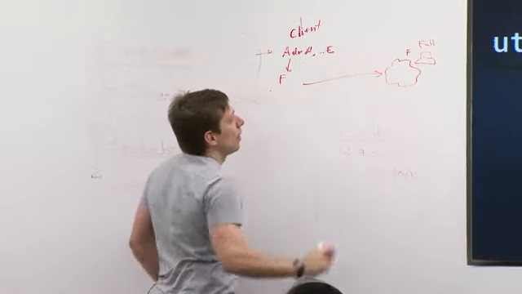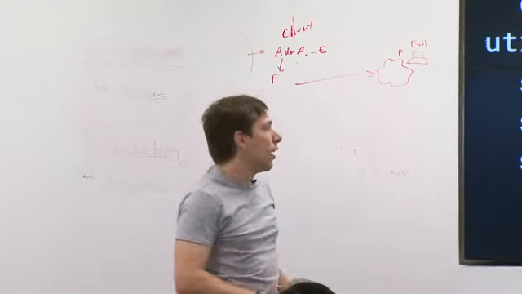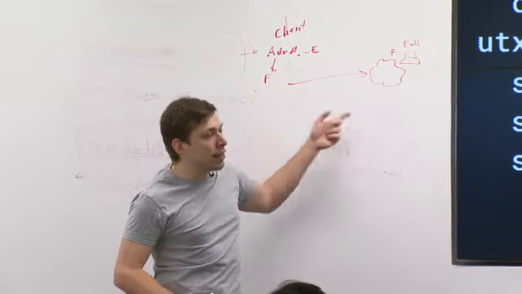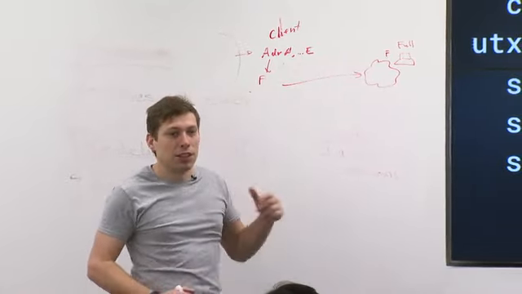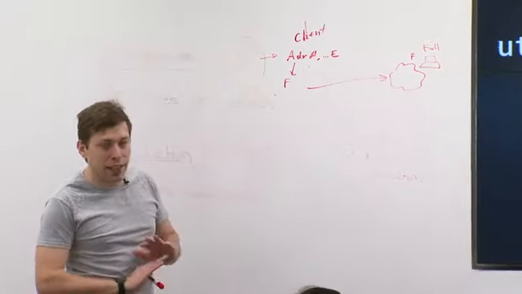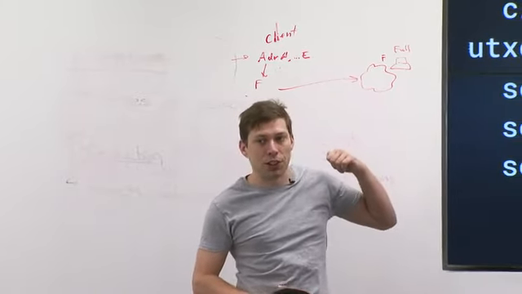I'm an SPV client. I connect to a full node, and I send a message. This is called load filter. And I say, hey, load filter, here's my filter F. Only send stuff to me that matches this filter. 99% of everything going on in Bitcoin, I don't care about. Here's a filter, and only send me messages that match this filter.